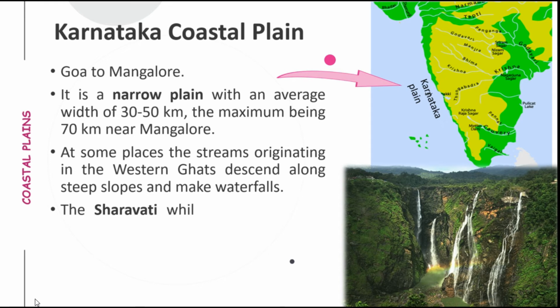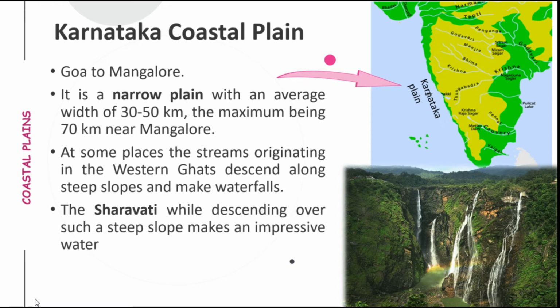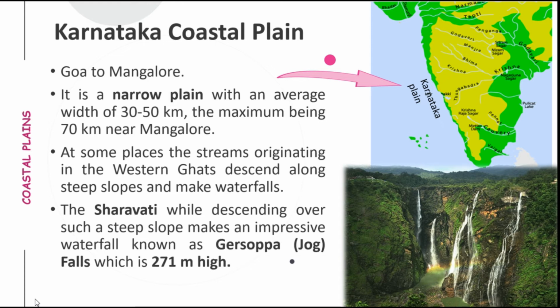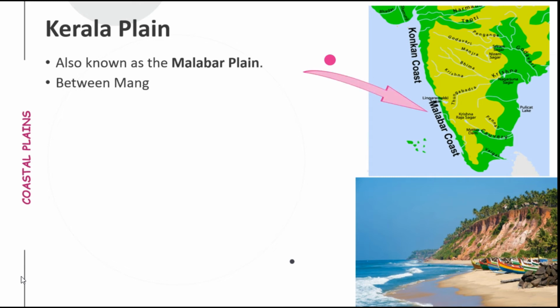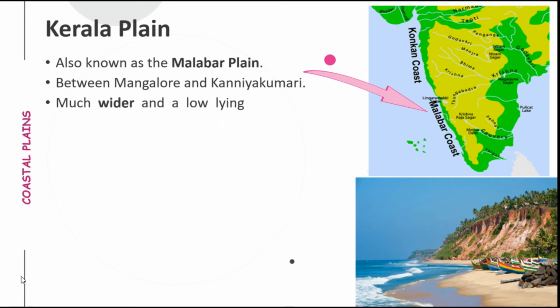The Sharavati, while descending over such a steep slope, makes an impressive waterfall known as Jasopa or the Jog Falls, which is the highest waterfall in India. And the southernmost part of the western coastal plain is the Kerala Plain. It is otherwise known as the Malabar Coast. It lies between Mangalore and Kanyakumari. It is a much wider and lower-lying plain than the Karnataka Plain.